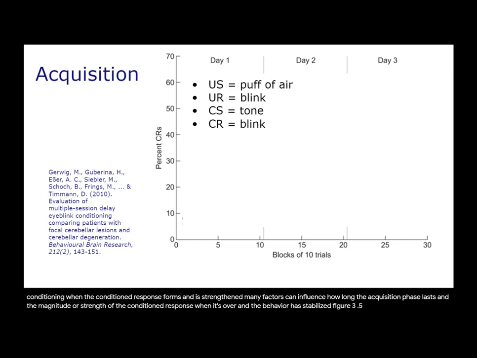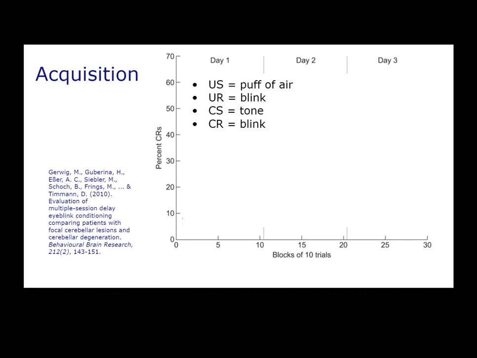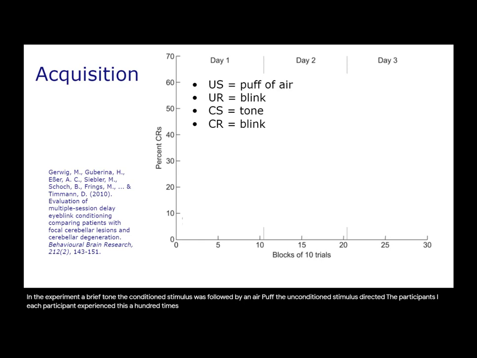Figure 3.5 from the textbook shows the results of an acquisition phase in an experiment on eye blink conditioning with human participants by Gerwig et al. 2010. In the experiment, a brief tone, the conditioned stimulus, was followed by an air puff, the unconditioned stimulus, directed at the participant's eye. Each participant experienced this 100 times per day for 3 days.